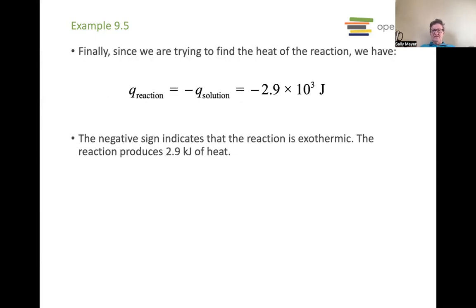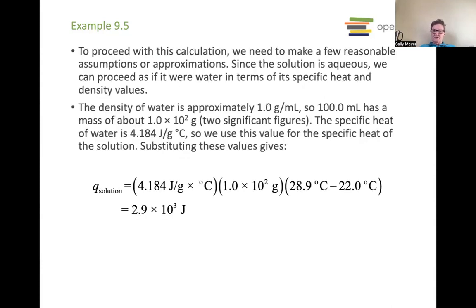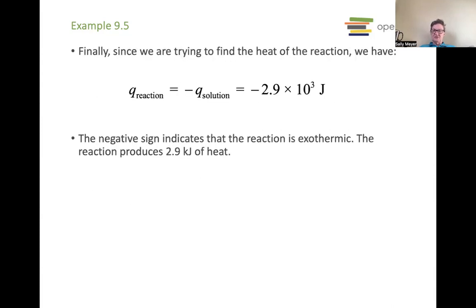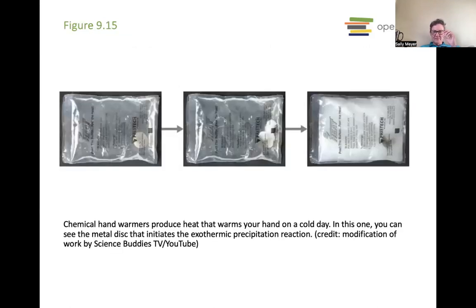And that means that the reaction has the opposite Q. So that means that the reaction of HCl with sodium hydroxide is exothermic. It gives off heat. It gives off the same amount of heat that would have been absorbed by that solution. So the negative sign is what tells us it's exothermic, and the reaction gives off 2.9 kilojoules of heat.